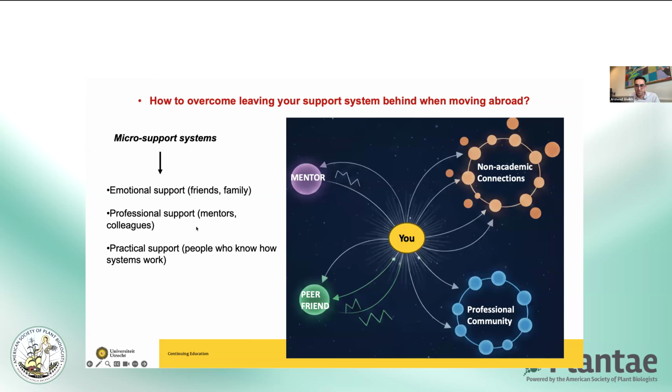The second is the professional support. These are the mentors and colleagues who help you navigate the new lab and maybe also how to interact with your colleagues and supervisor. And the third is the practical support. These are the people who have gone through this moving by themselves, who have the experience, and you can talk to them and ask them questions on how to navigate the landscape. And once you are given a bit of breathing space, then you can redefine this micro support system and you can redefine the home. So you can make a new home for yourself at the new place.